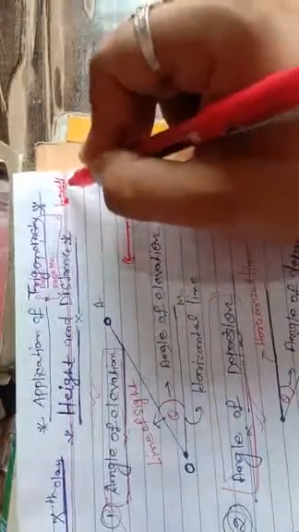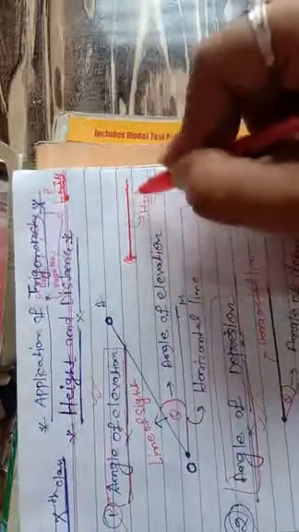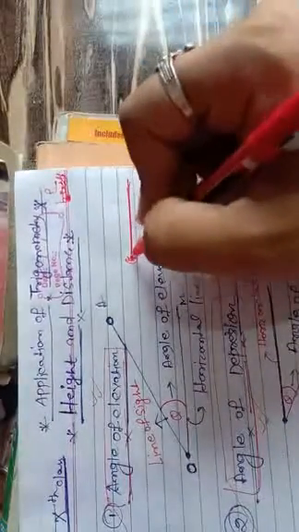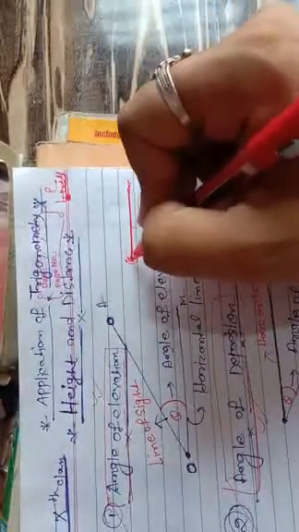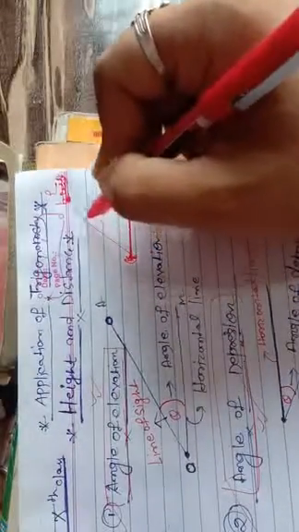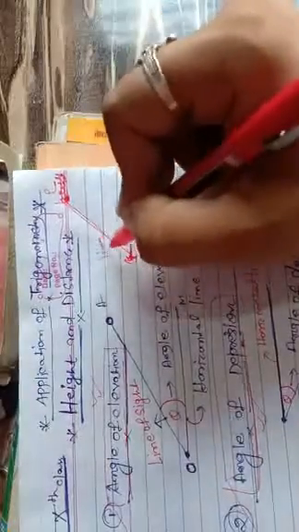You are watching the fan. So this is your eye, and the line along the eye is the horizontal line. This is the reference line also, we can say. The line joining the eye and the object that you are pointing at is called the line of sight.